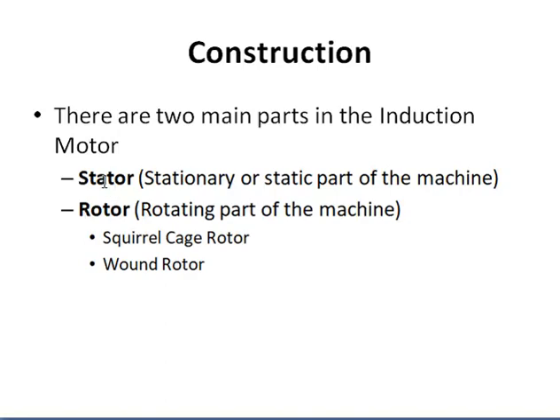And the stator will have a winding, and that winding is called a stator winding. And on the rotor again we have a winding, that winding is called a rotor winding. Again there are two types of rotor. One is a squirrel cage rotor and the second one is the wound rotor. First we will see how the stator is constructed, how the stator will look.